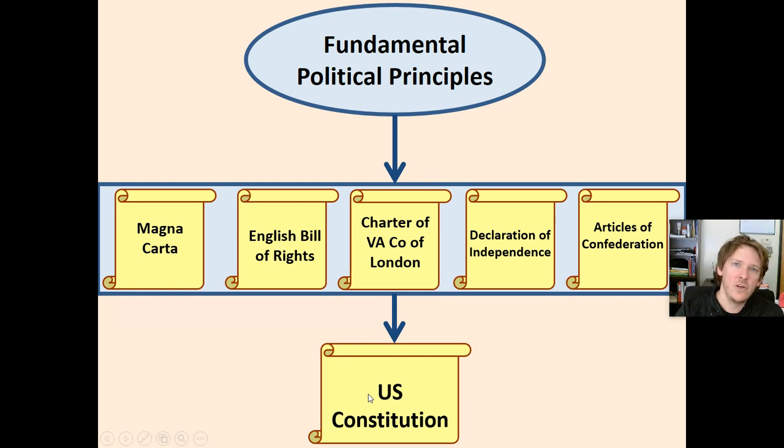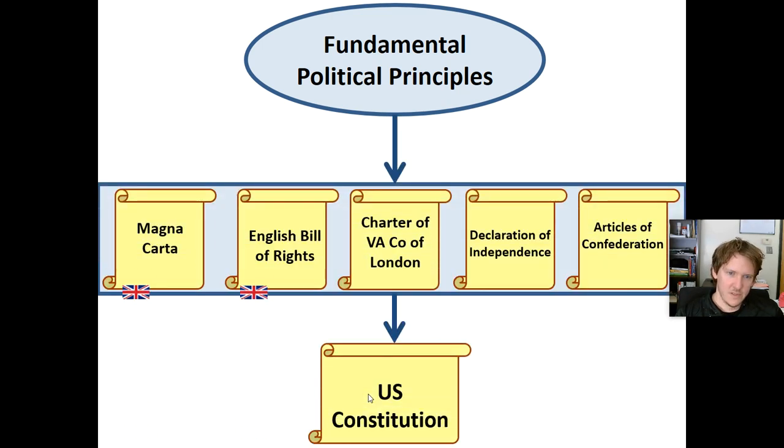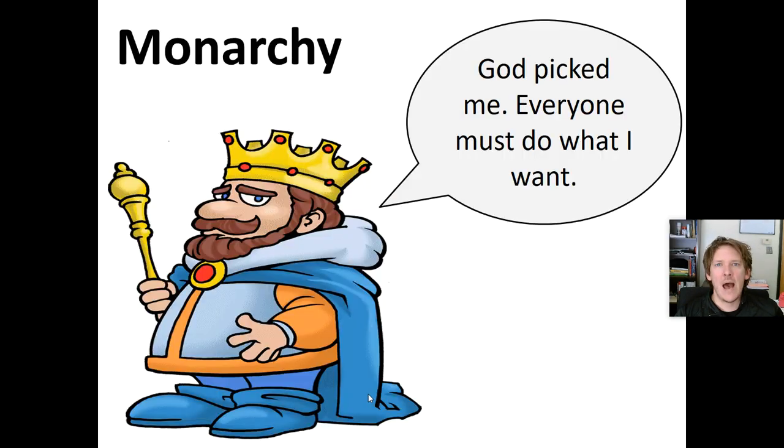You know the Constitution. You know that one document. What about the 5 documents that led up to it? The precursor documents. So 2 of them are English documents, and then 3 of the documents are American documents written in our country. Principles, documents, Constitution. Number 1, the Magna Carta.